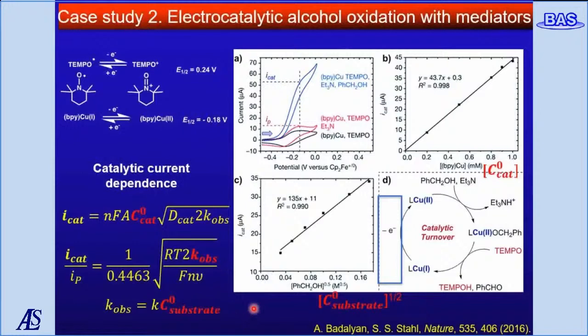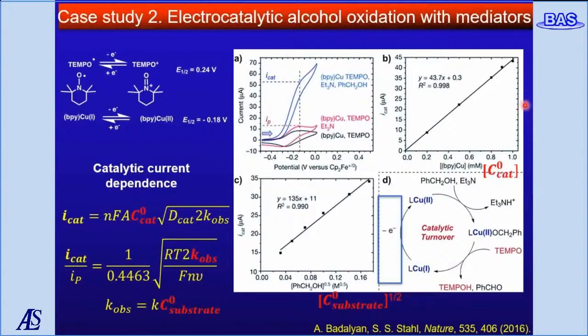The second example is the cooperative catalytic effect of copper and TEMPO on the oxidation of primary alcohol, studied by Stahl using the CV technique. The CV response of both copper and TEMPO gives a reversible response, even when triethylamine is added. Once alcohol is added, catalytic current is obtained. So, first, changing the concentration of the copper catalyst, the rate was found to exhibit a first-order dependence on the catalytic current.